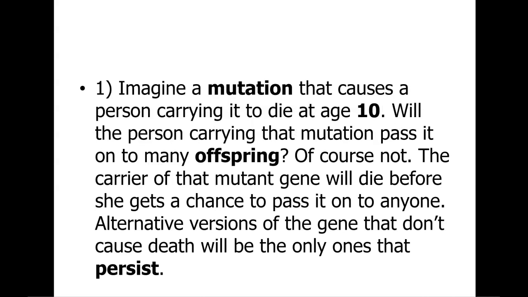The first one, imagine a mutation that causes a person carrying it to die at the age of 10. Will the person carrying that mutation pass it on to many offspring? Of course not. The carrier of that mutant gene will die before she gets a chance to pass it on to anyone. Alternative versions of that gene that don't cause death will be passed on only by those able to persist. So basically, natural selection weeds out alleles that cause sickness and death early in life. They won't be passed on because that person could never reproduce.